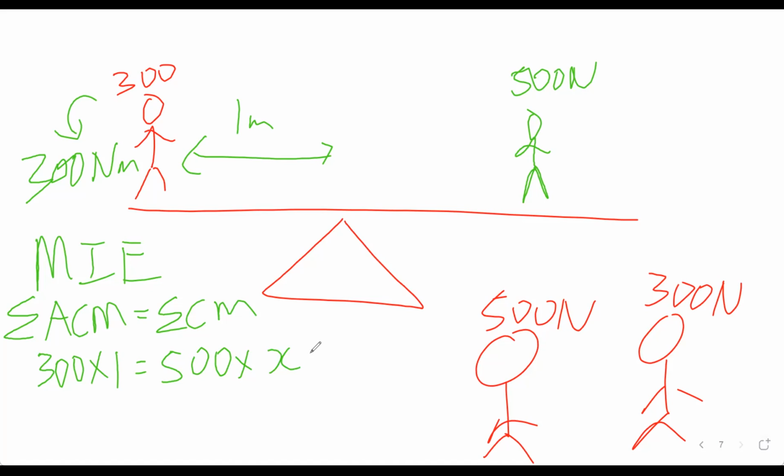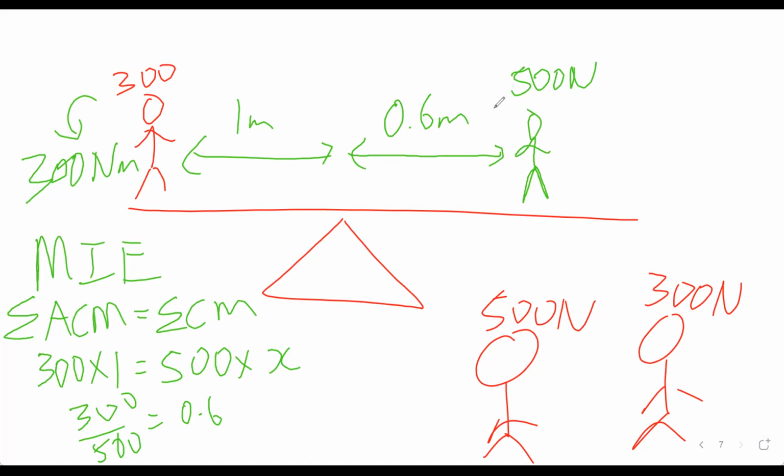From here, it is just a play of algebra, and I'll find that 300 divided by 500 is 0.6, meaning to say, in order for this guy to be in equilibrium with the red color guy, he can only stand 0.6 meters away. This is how the seesaw can be in equilibrium.